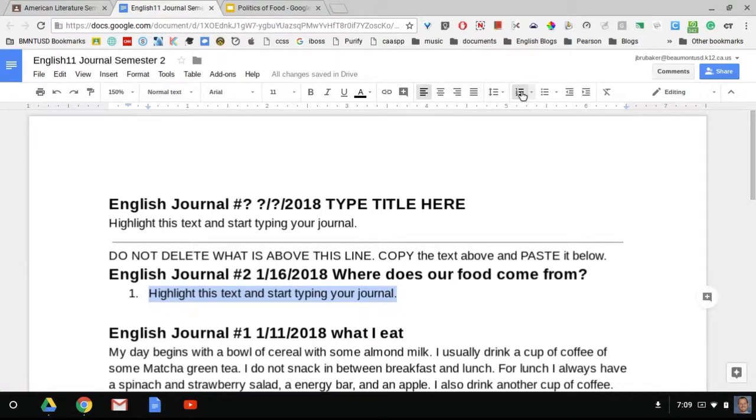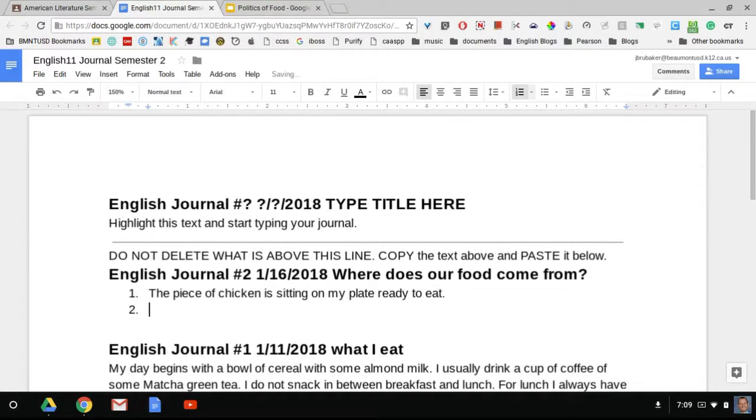So it kind of goes like this. Let's say tonight you're having chicken for dinner. Okay, so the final step of that is the piece of chicken is sitting on my plate, ready to eat. So the question is, how did that chicken get there? So press enter. Well, how did it get on your plate, ready to eat? Let's say my mom brought it to the table. All right, so my mom brought it to the table.